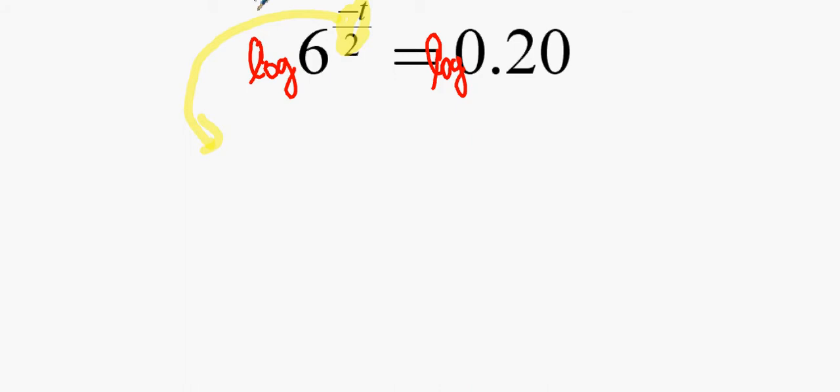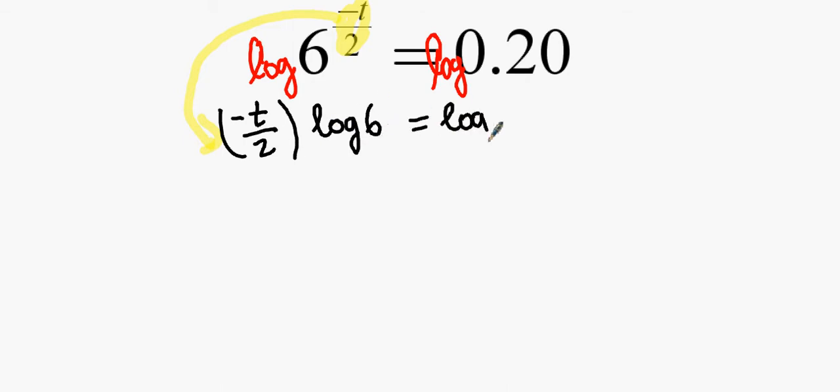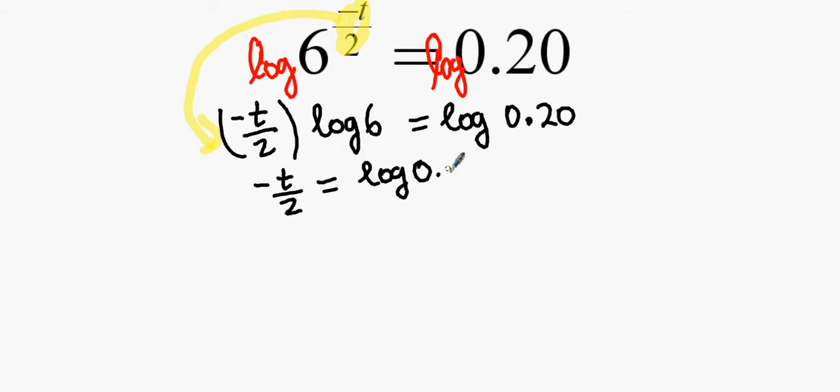So now we end up with negative t over 2 times log 6 equals log 0.20. Let's get rid of that log 6. So we have negative t over 2 equals log 0.20 divided by log 6. And now we want t alone. So we need to get rid of that 2, and we need to get rid of that negative. So we could multiply everything by negative 2.